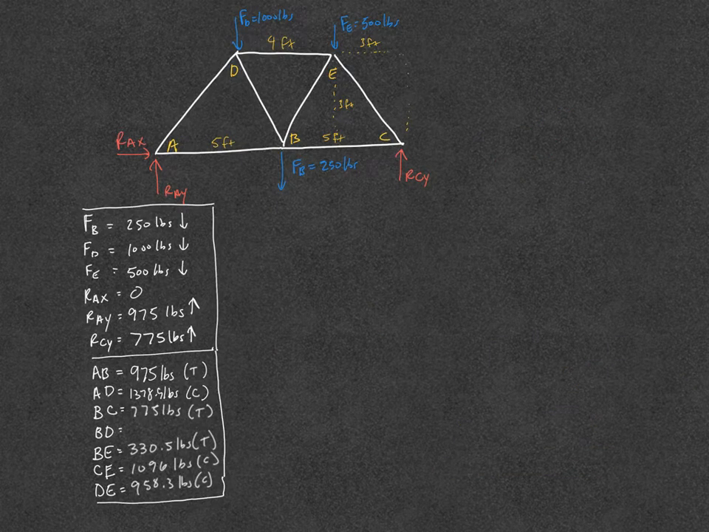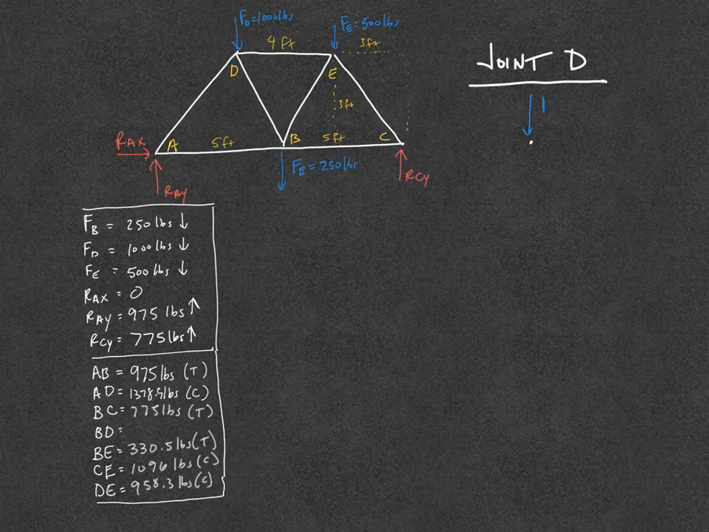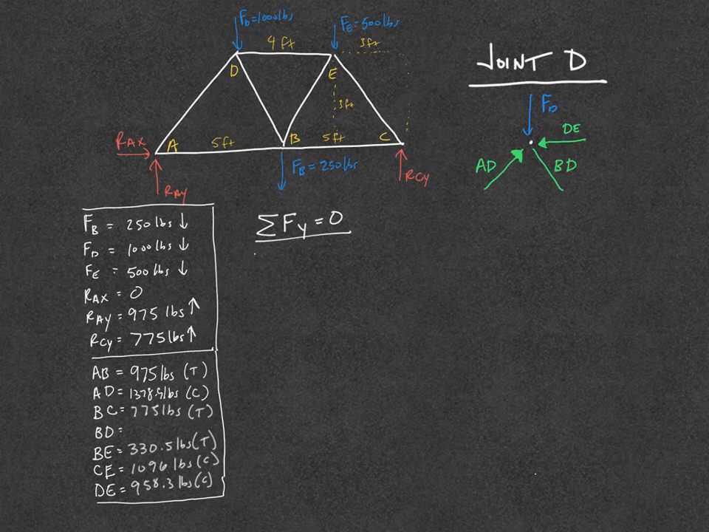The final joint that I'm going to select is joint D. I could select joint D or B, doesn't really matter. I'm choosing D here. I know that my external force, I know a number of these forces. So here I have AD. I solve for that one. That's going to be in compression. I have DE. I also solve for that one being in compression. So I draw those towards the joint. I don't know BD, so I leave that unlabeled.